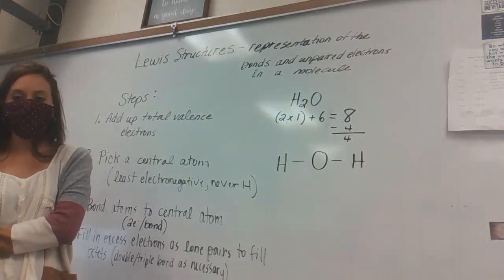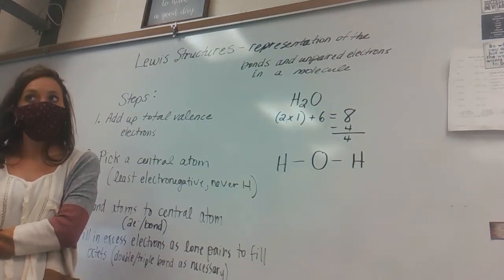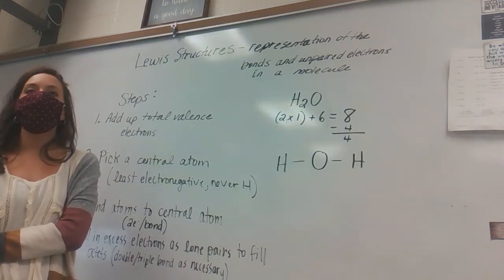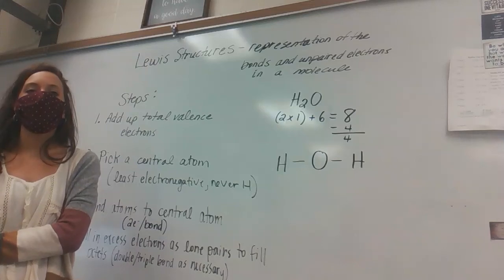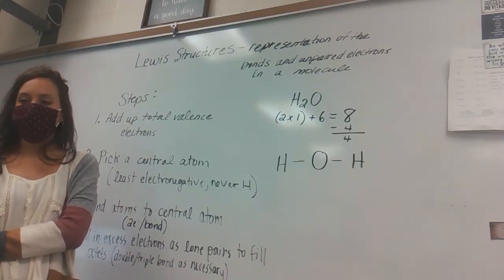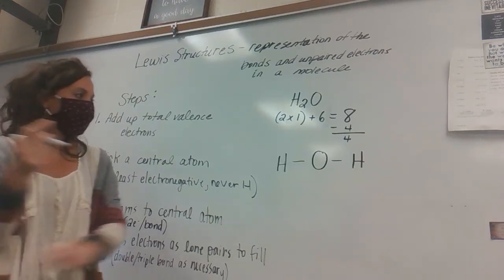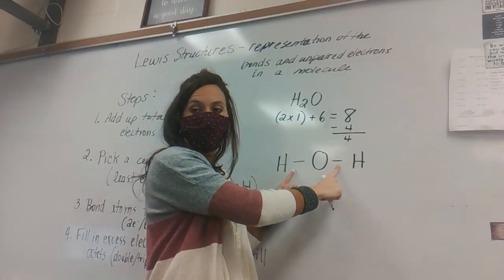I am required to use all 4 electrons. I have to use all my electrons. And I need to use them to fill any octets, any atoms that do not have a full outer energy level. Hydrogen only needs 2 electrons to fill its outer energy level. And both of my hydrogens have 2. So I don't need to worry about those.